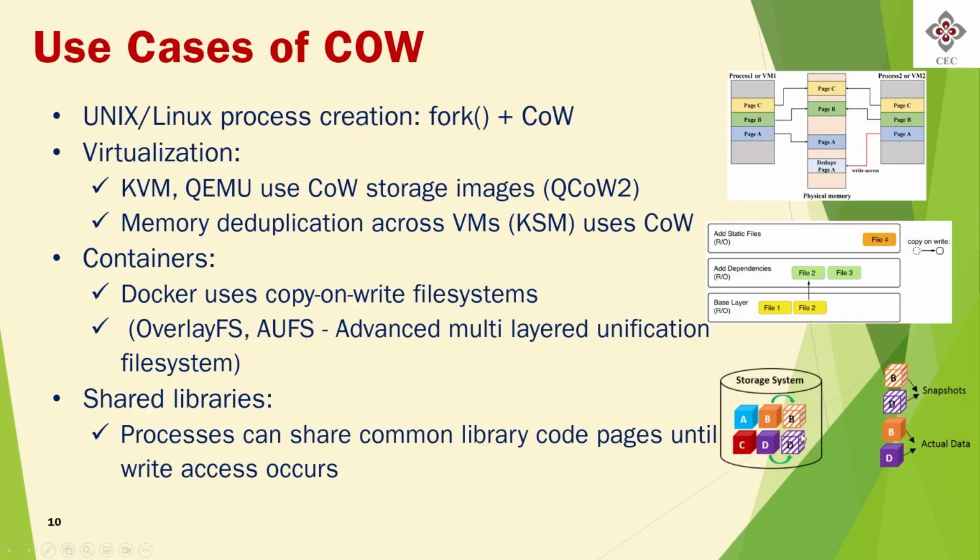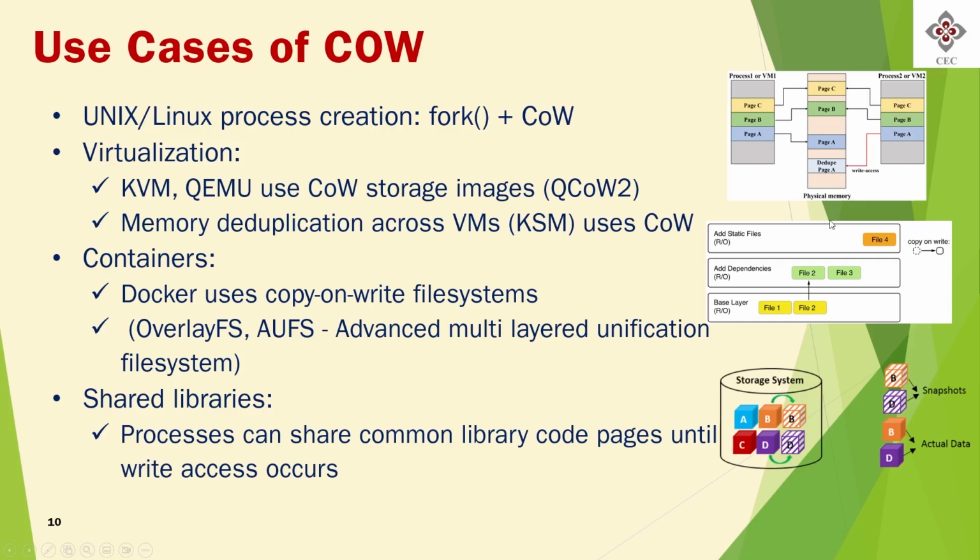If you look at the diagrams, you can understand that in the first one, two virtual machines, VM1 and VM2, are accessing pages A, B, and C, and these pages are available in physical memory. They can access the pages until one of them updates a page. For example, if VM2 tries to update, then we can create a page separately, page A', and we can write on this page.